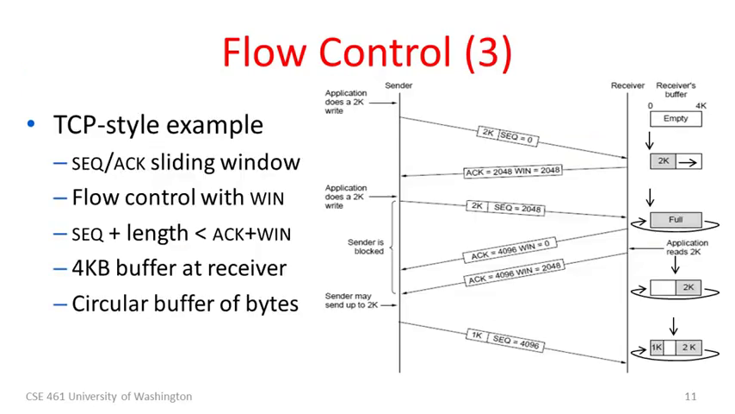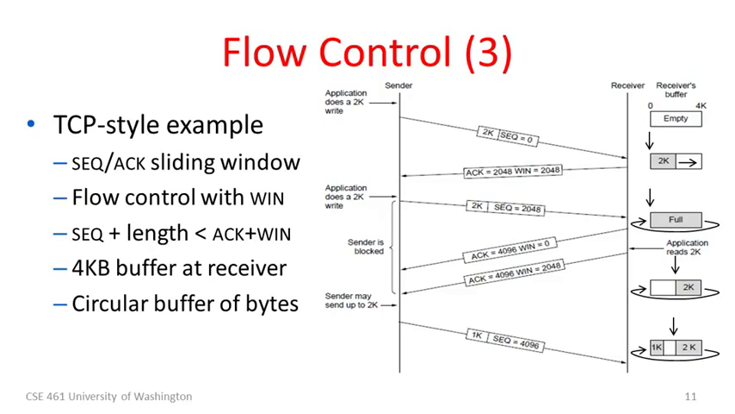So I'll now show you an example of flow control just to put it all together. And this is a fairly long example, so it'll take us a little while to go through it. It's also a TCP style example. Here we use a sequence number and an acknowledgement number for the sliding window. These are both measured in bytes, they're byte positions.